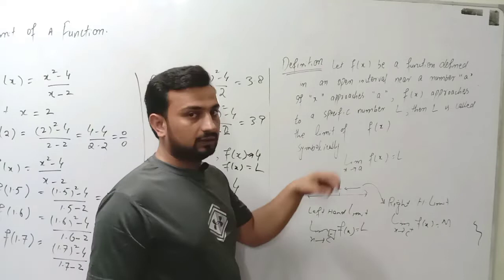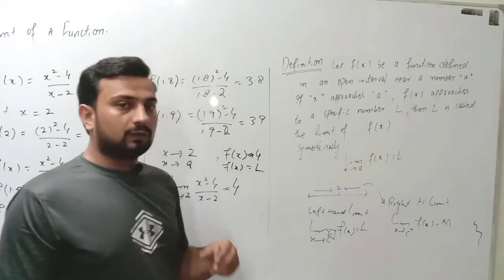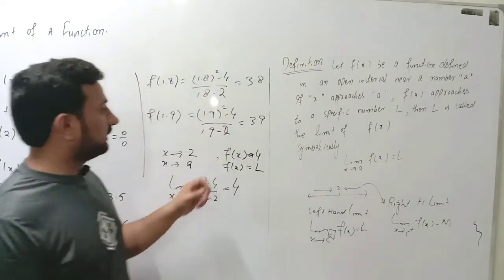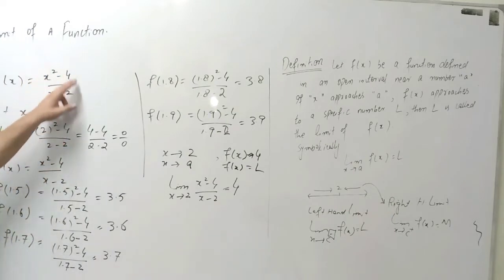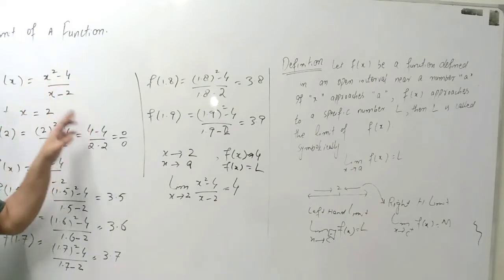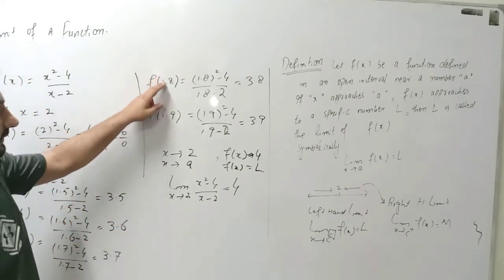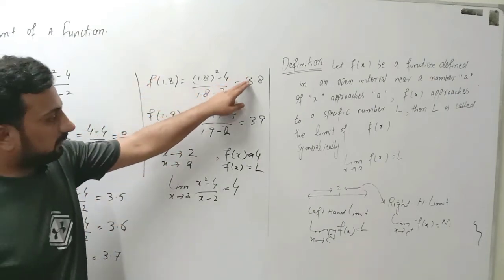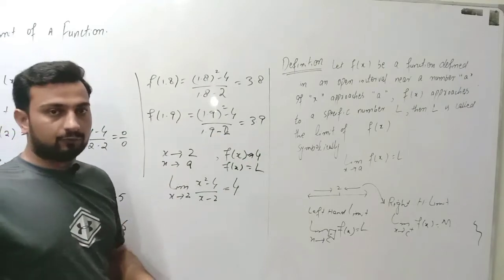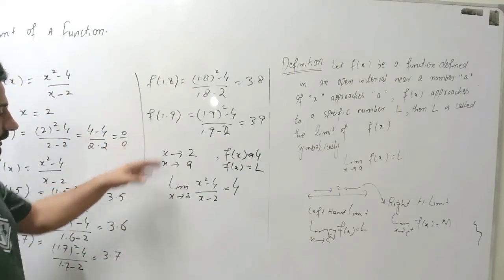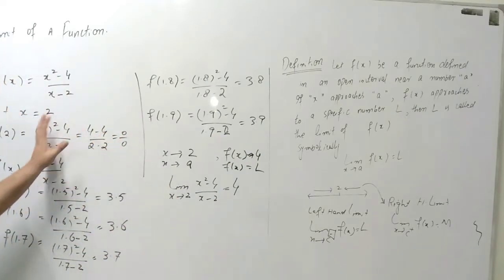So this is the limit of a function. We want to check the value of the function at a particular point. So that was the function, and we want to check it at x equals 2. So we have observed that when x is approaching towards 2, f of x is approaching towards 4. So this is not the only way to evaluate limits.